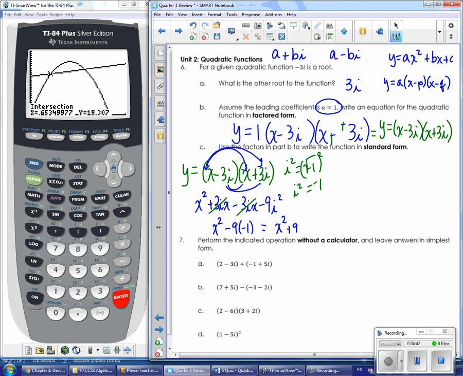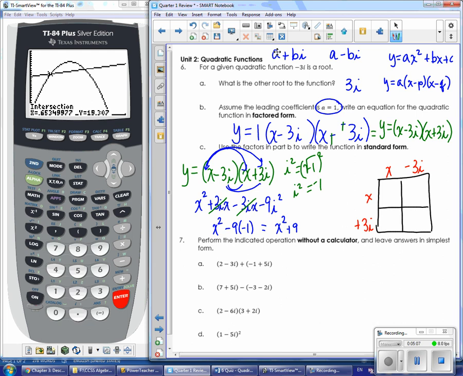If you prefer to use the box method, which is totally fine, you're still FOILing, which is, again, just the distributive property. It doesn't matter the order that you write your factors. So, for example, I could do my x and my negative 3i on the top, and I could do my x plus 3i on the side.